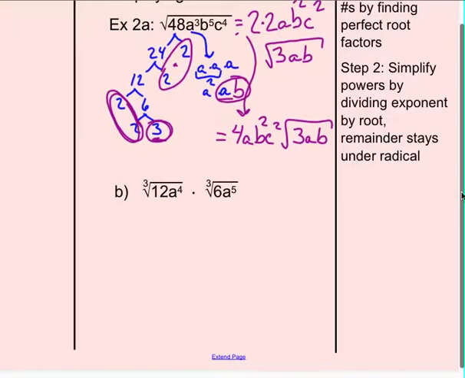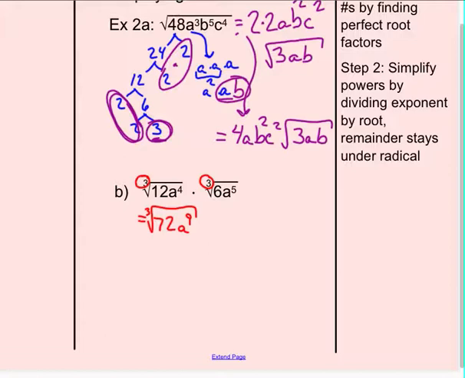So let's think about organizing ourselves a little bit differently on this one, again, in case the factor tree method didn't make sense for you. When you've got a radical times a radical, if it has the same root, you can go ahead and multiply them together under one radical. So 12 times 6 gives me 72. A, remember when we multiply powers, we add the exponents, so that'll be a to the 9th.